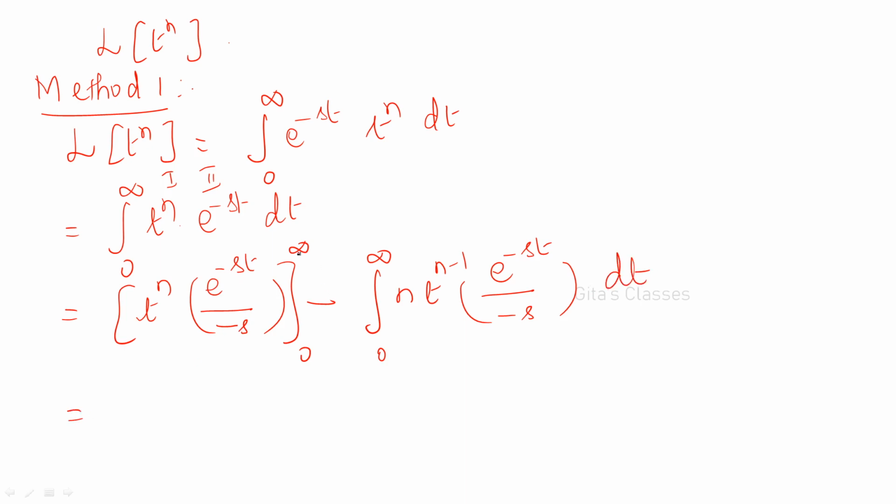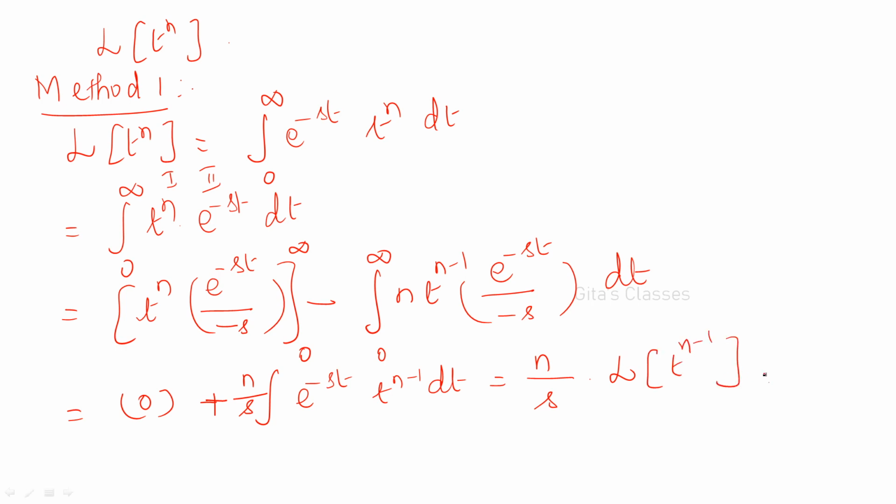When you substitute e power minus infinity, it becomes 0, and when you substitute 0, you have 0 power n, which becomes 0. So for both limits it becomes 0, and this minus and this minus become plus. And n can be taken outside. You are integrating with respect to t, so n and s are independent of t, and I can take them outside. So the integral of e power minus st into t power n minus 1 dt is n by s into L of t power n minus 1.